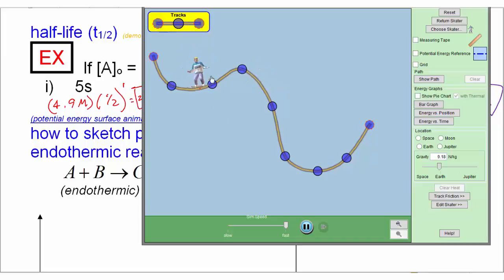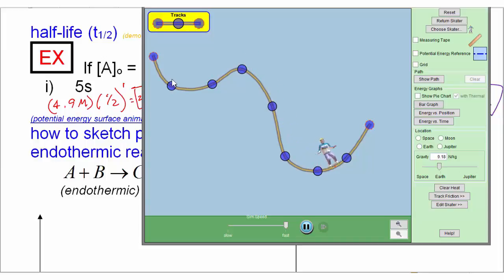Okay, and notice there's a problem here. He's got some energy. We can start him up here. He doesn't have quite enough to get over the energy hump. So you could give him more energy by heating him up, or you could lower this energy hump. Well, you really can't lower an energy hump. That's just characteristic of the reaction. So let's see if we can grab him here and give him a little more height.